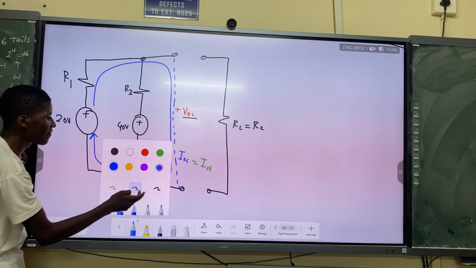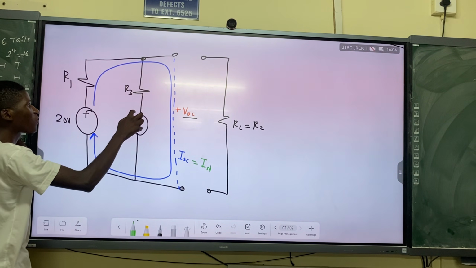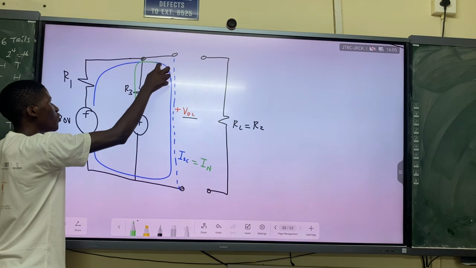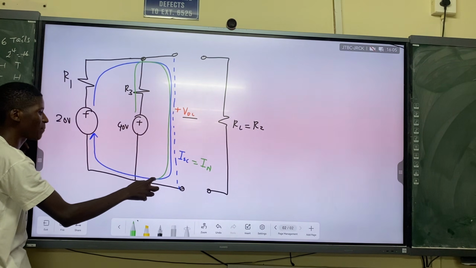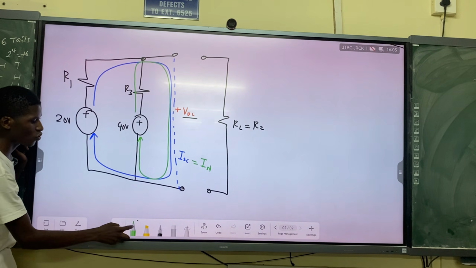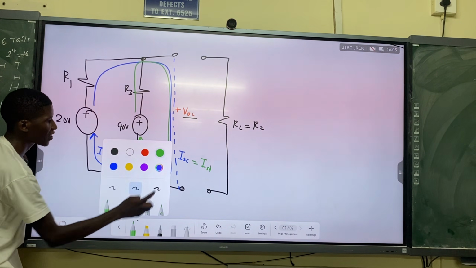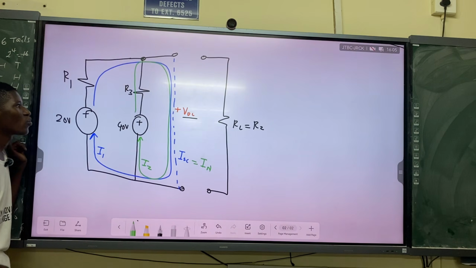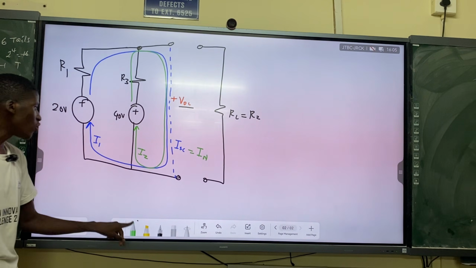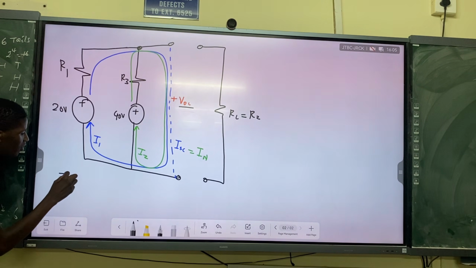Just as we did with Thevenin. Also the current coming from here will enter this node on the short circuited part and come back to the source. So this is the current I1 and then this is the current I2. So we still know our short circuit current.